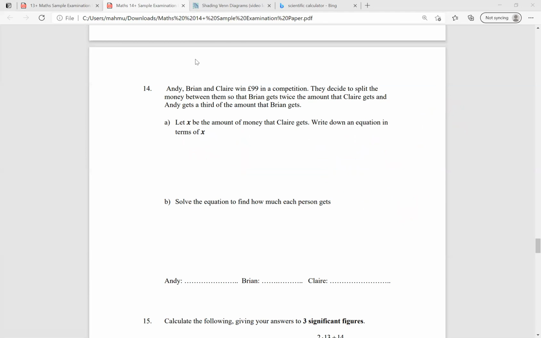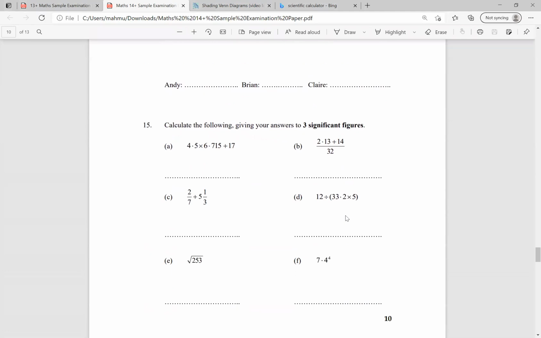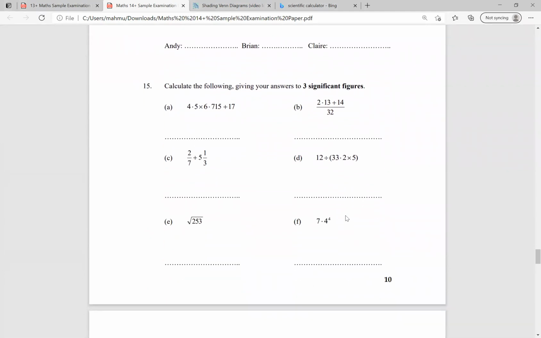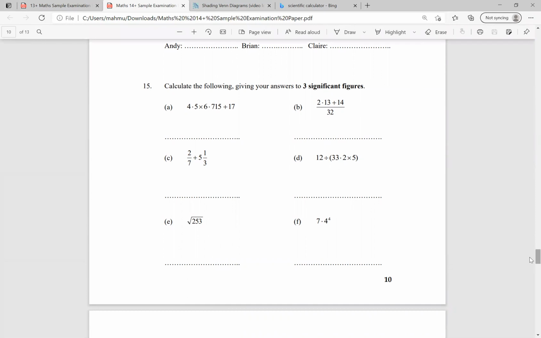Okay, calculate this to 3 significant figures. You could use your calculators for them, but they're saying only for question 1, you don't use a calculator. And for us, this is all calculator questions. You could easily do it. This one, break it up and do it. So I'm not going to go through this because you can just tap them into your calculator. They'll give you your answer.